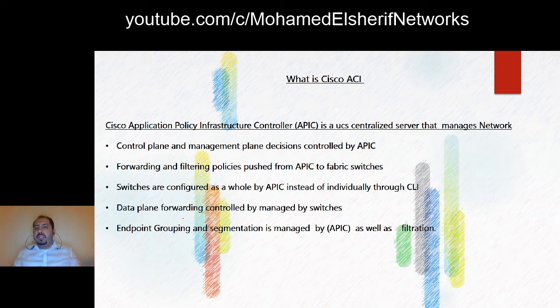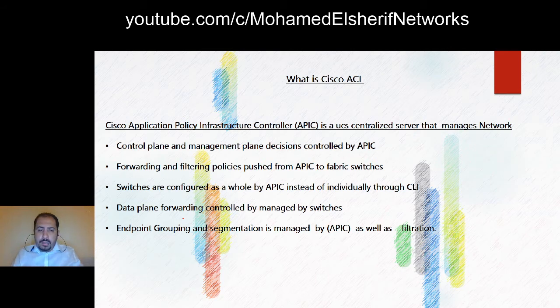Now, all the forwarding decisions, because the APIC is not a control plane or a data plane. It's a management server that instructs the other leaves and switches, their control planes and data planes, to do a certain activity, which is the policy. Now, all the forwarding and filtration decisions are made by the policy on the APIC and pushed down to the fabric.